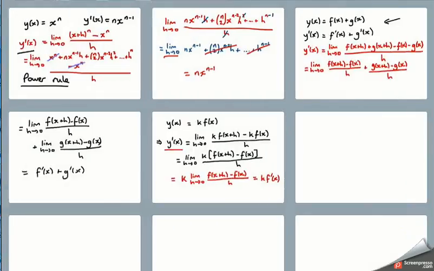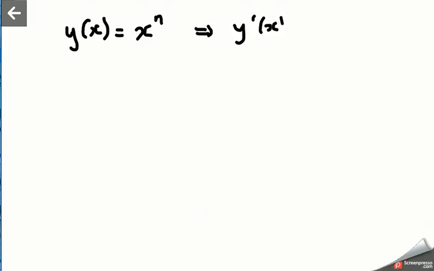Okay, let's list our rules. Let's list what we've learned today. We know that if y of x equals x to the power of n, then y prime of x equals n times x to the power of n minus 1. So this is number 1, the first thing we learned.